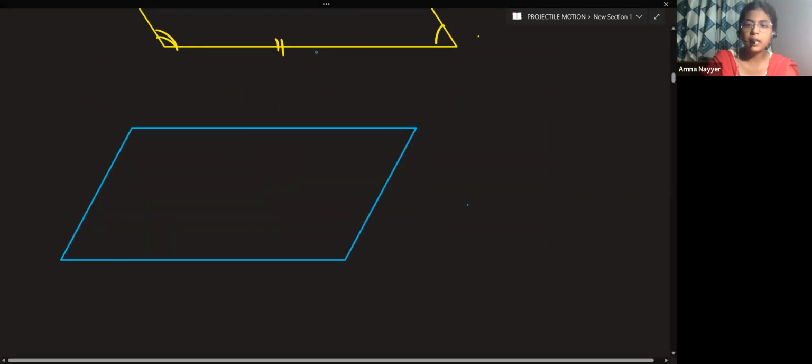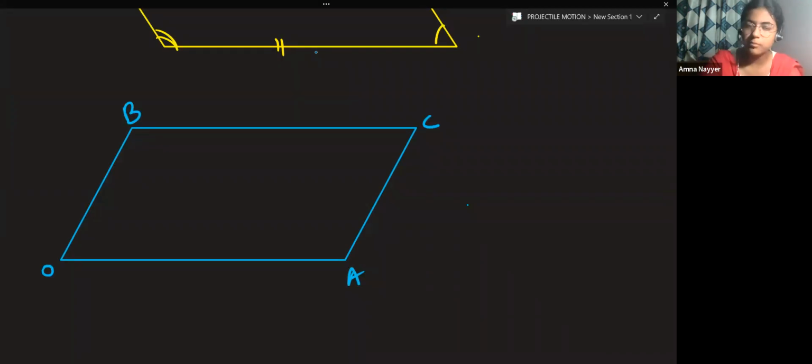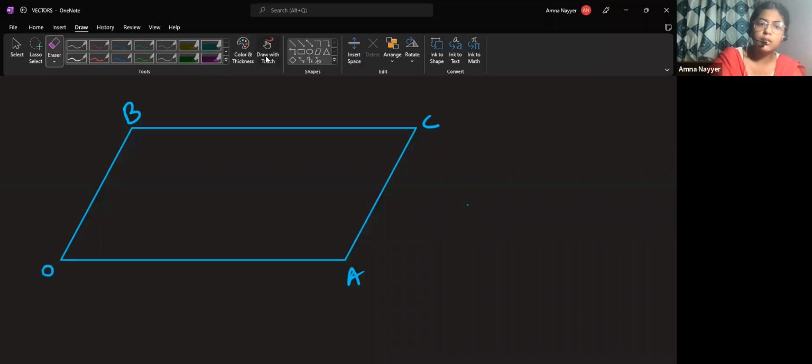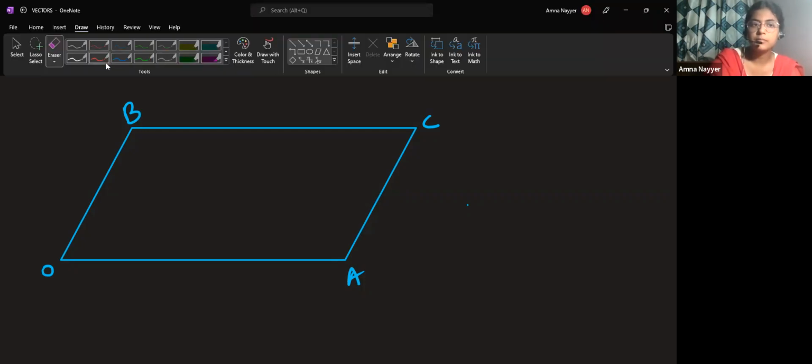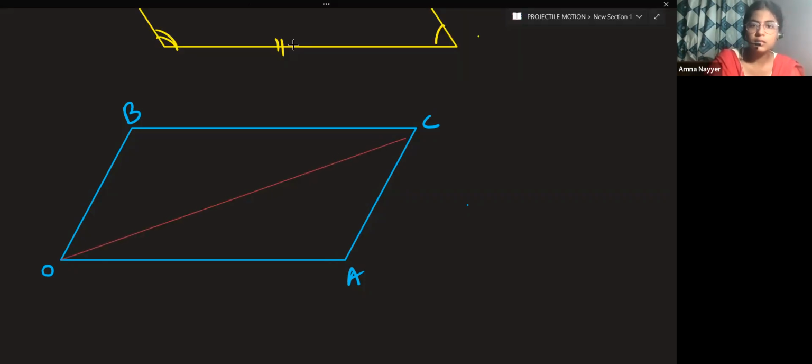This is a parallelogram. A, B, C. OACB, this is a parallelogram. Now look carefully. These are what? These are the sides of the parallelogram, adjacent sides of the parallelogram. Fine. And one more thing. This is what? This is the diagonal of a parallelogram.